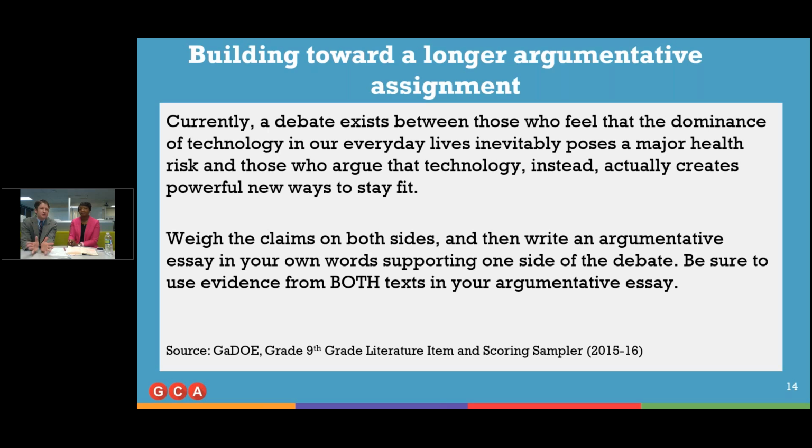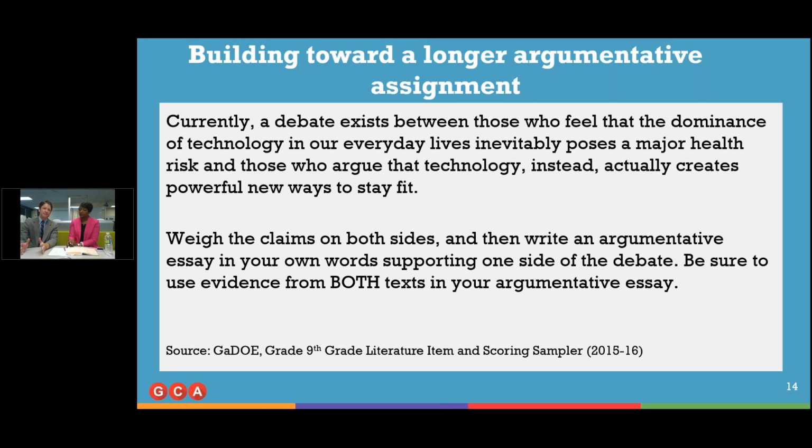Sure. This is one of the argumentative topics, more of an essay topic, that the Department of Education has released from the 9th grade literature and composition item and scoring sampler. This is an essay question, so this would be building toward a longer argumentative assignment. So as a teacher, I can keep this in mind and really scaffold students towards success on a longer argumentative assignment like this by first engaging students in shorter activities that are honing in on some of those specific elements of argumentation that we talked about in the last webinar. But I just wanted to point this one out.